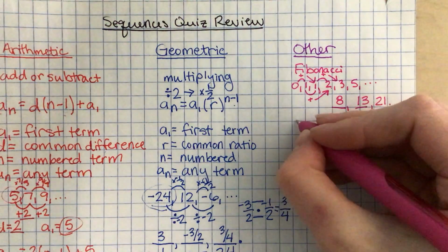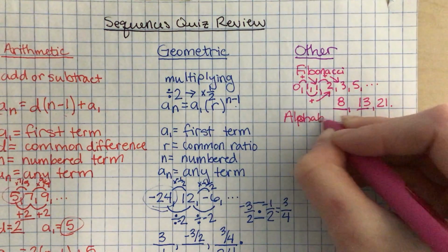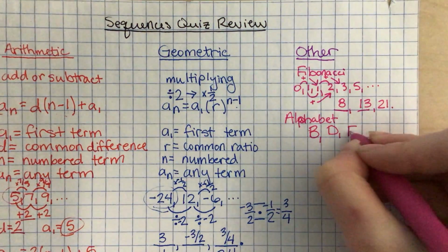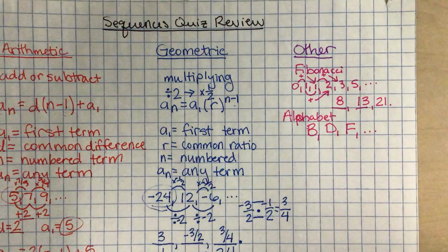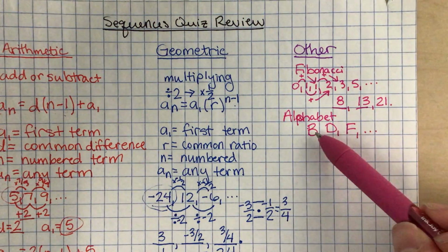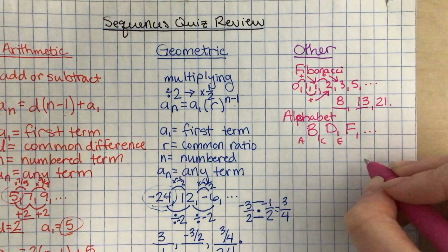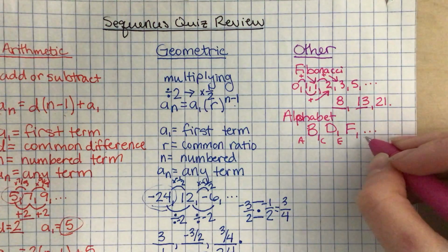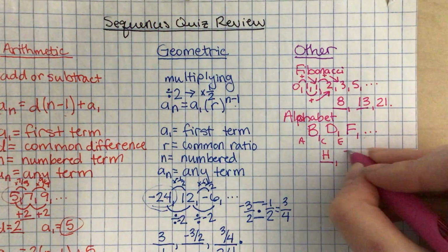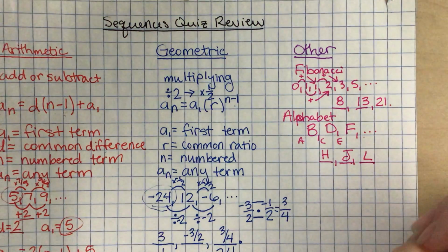There's a couple of other types of sequences. Sometimes we can use the alphabet. So if I were to give you the sequence B, D, F, well, we said that sometimes we can write out the letters themselves. Sometimes we can skip so many letters. This one is specifically skipping every other letter. We would have A, C, E. So if we skip G from F, the next one would be H. We would skip I and go to J. We would skip K and go to L. So those would be the next ones.